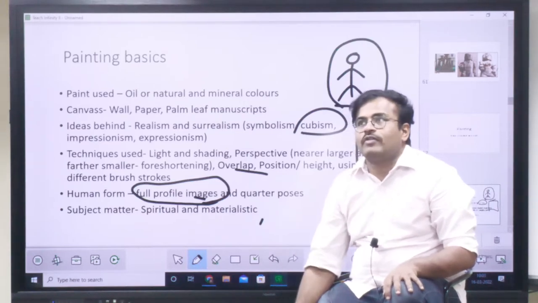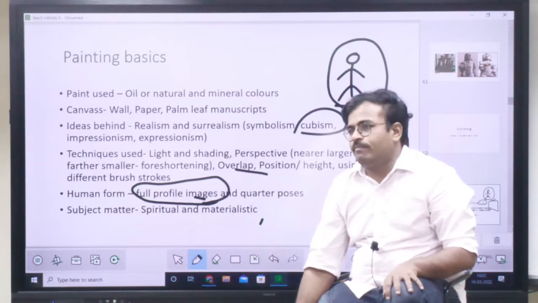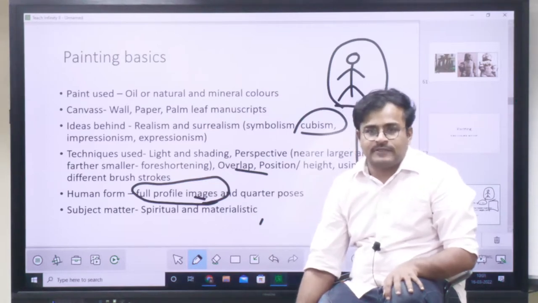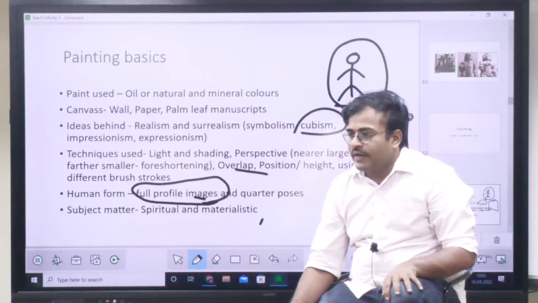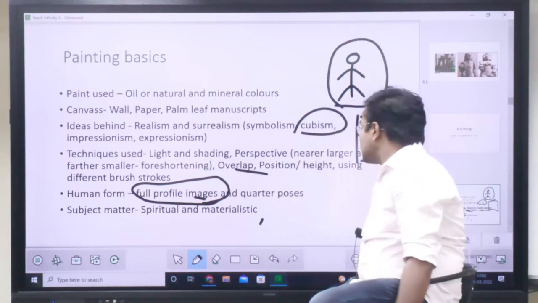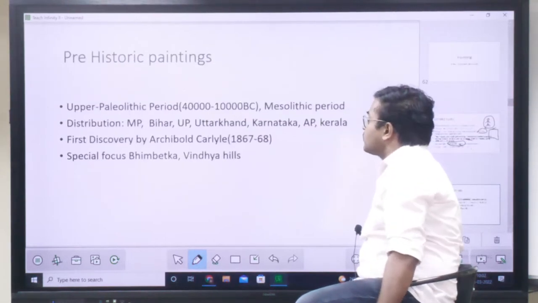These are some of the important Mesolithic paintings, mainly present in the place called Bhimbetka, and during the Mesolithic period they used to draw these paintings. Is this clear? Okay. I'll show some images of the paintings too. Just have a look at this one. Mesolithic painting tradition, prehistoric paintings.